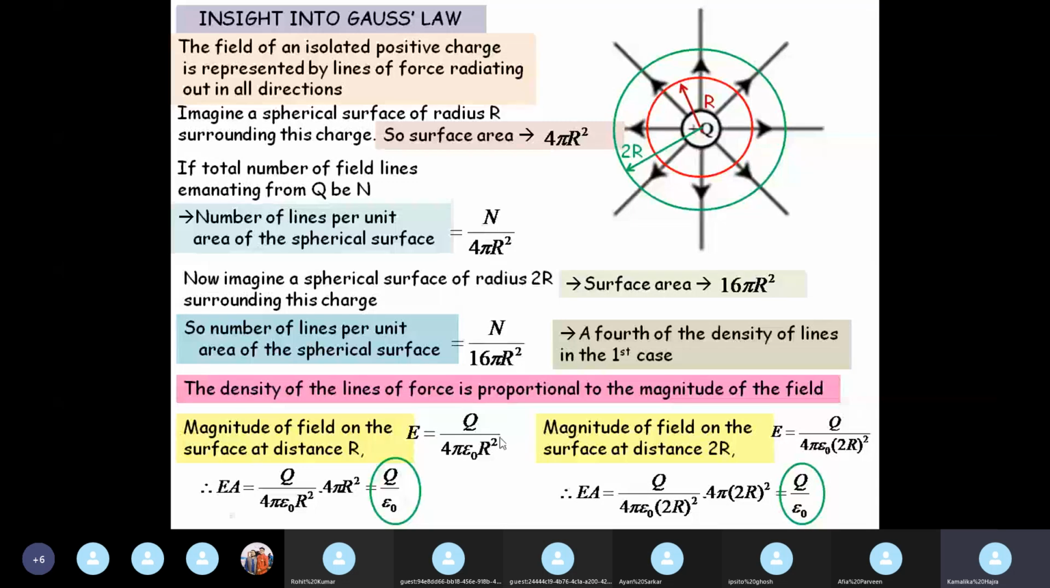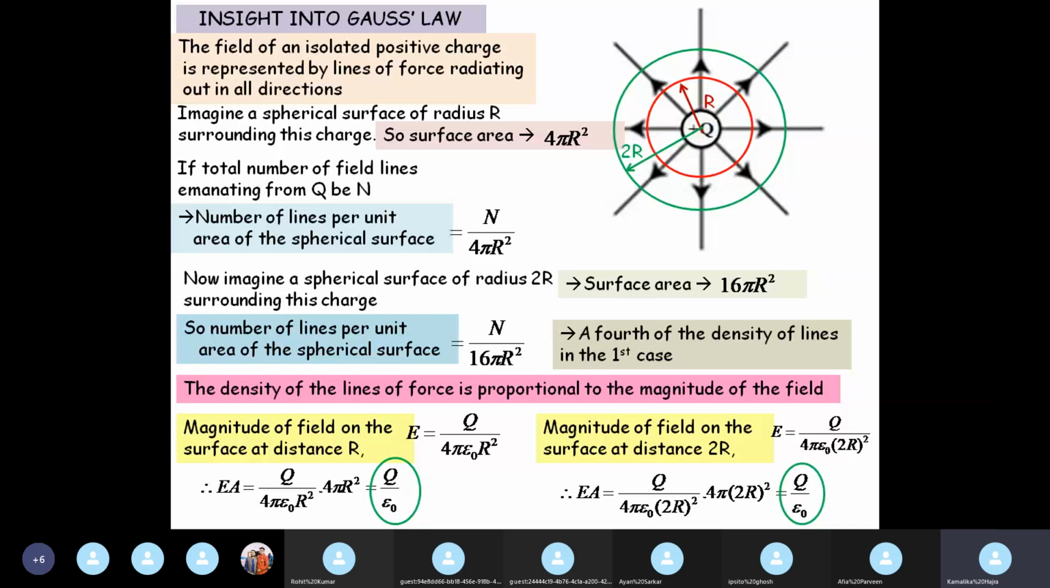So although the density of lines of force changes with distance from the charge, although the strength of the field changes with distance from the charge, there is this one quantity, the product of the field with the area of the surface at which you are trying to calculate the field. That product always remains the same, and it does not depend on the distance. It depends only on the total enclosed charge.